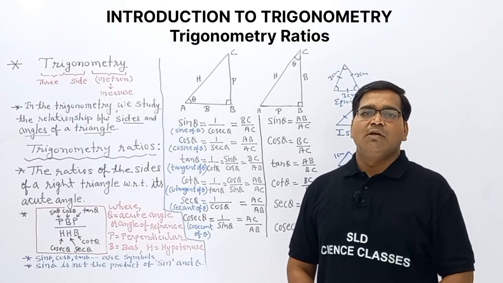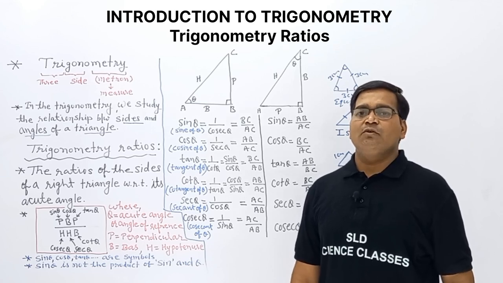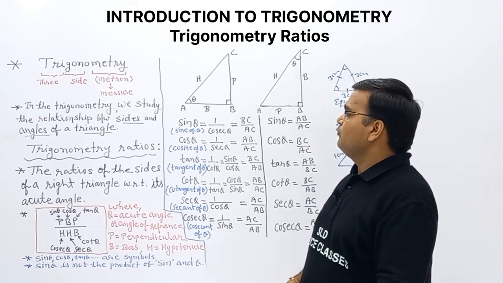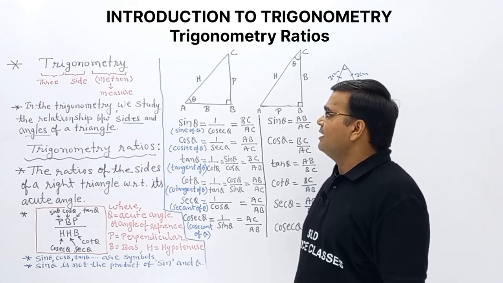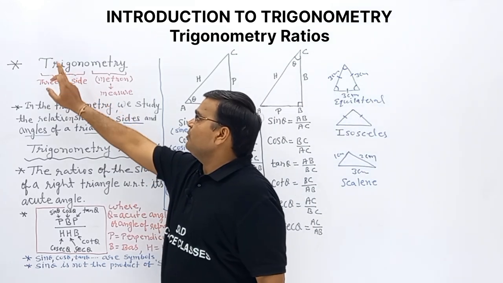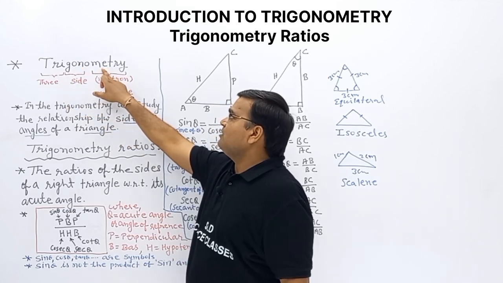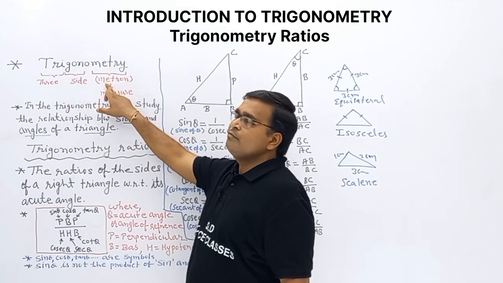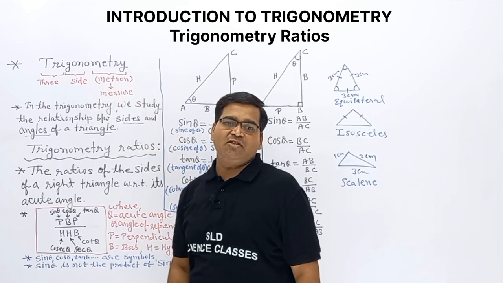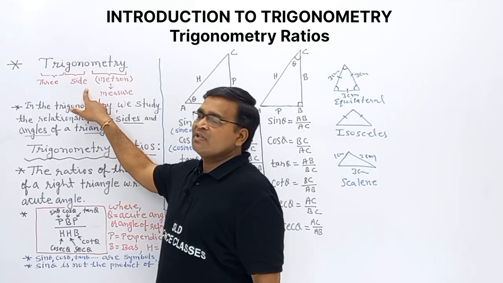In this video, we will discuss chapter number 8, Introduction to Trigonometry. In trigonometry, we have some Greek words. One word is tri, and its meaning is three. Gon means side. And metri comes from metron, and its meaning is measure.